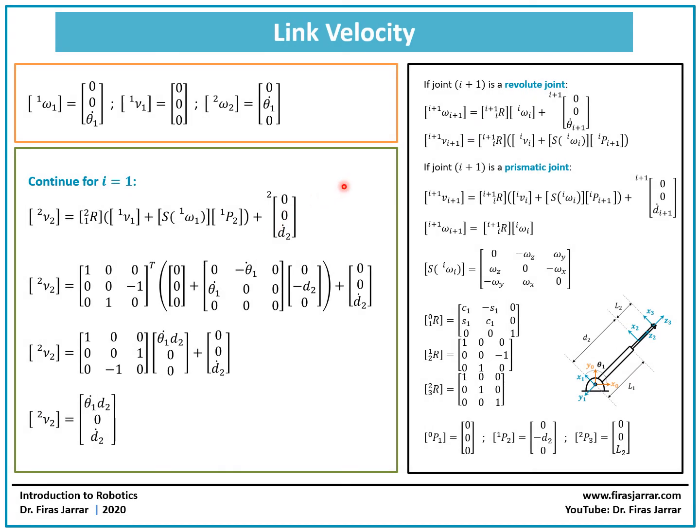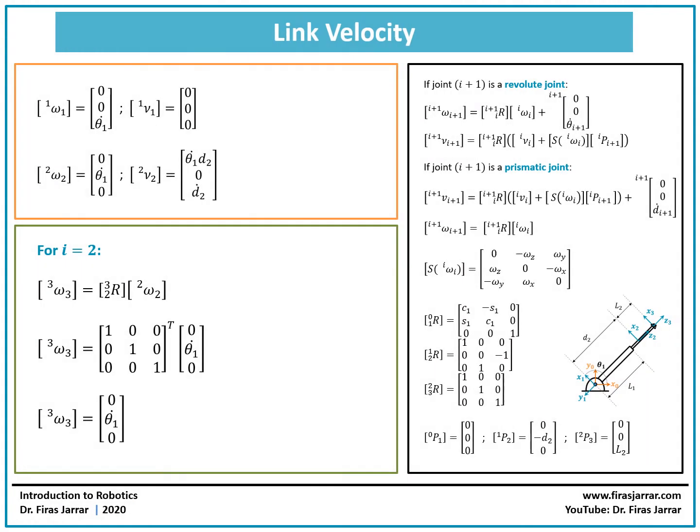Now we substitute into the second equation, for which we're going to find the linear velocity of frame 2. And in a similar fashion to what we did before, it turns out to be theta 1 dot d2, 0, d2 dot. So up to this point, we were able to find the angular velocity and the linear velocity for both link 1 and link 2.